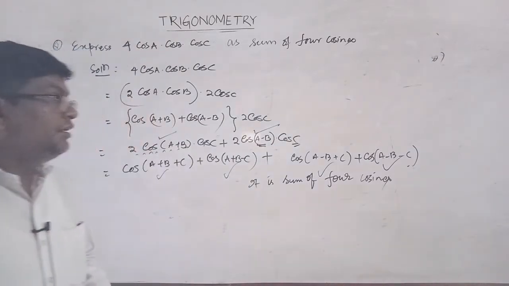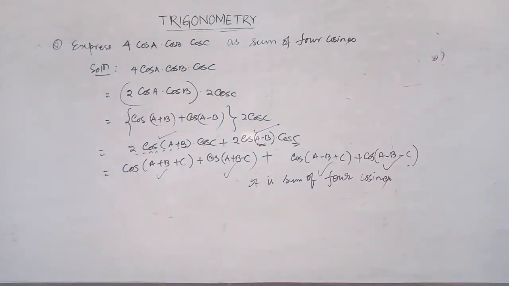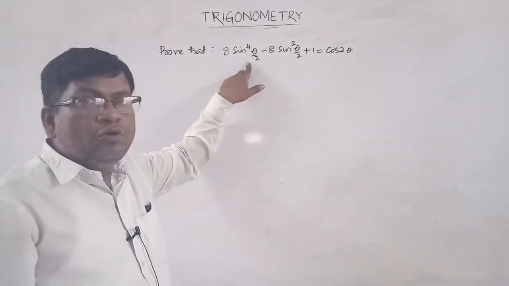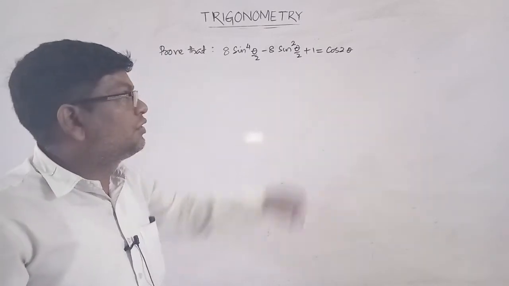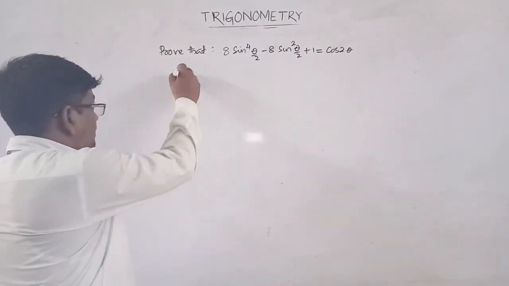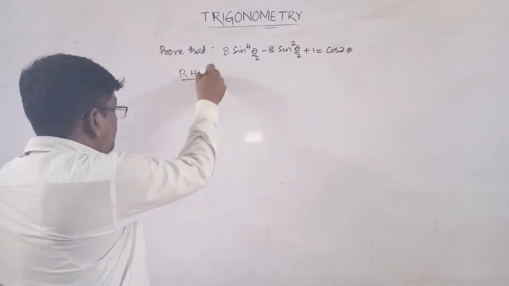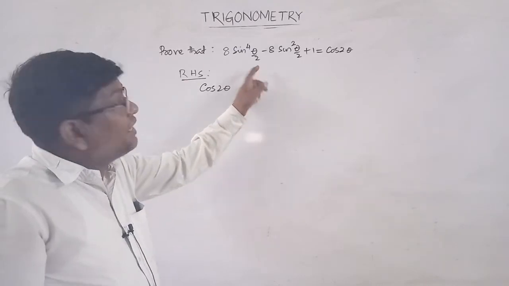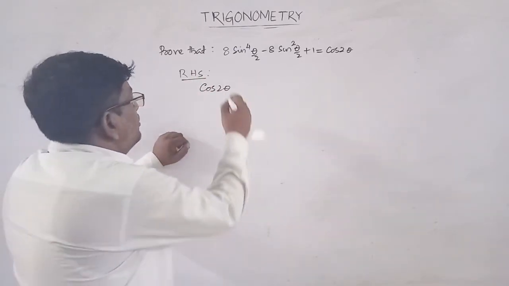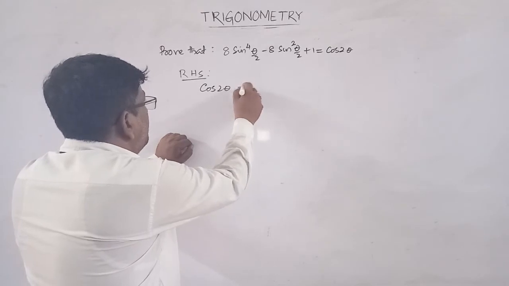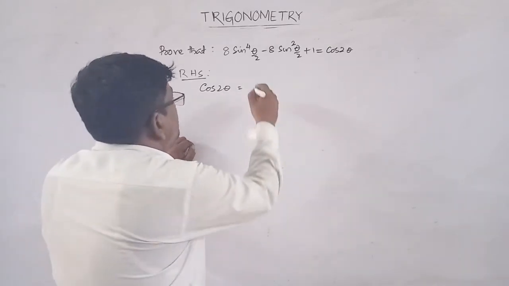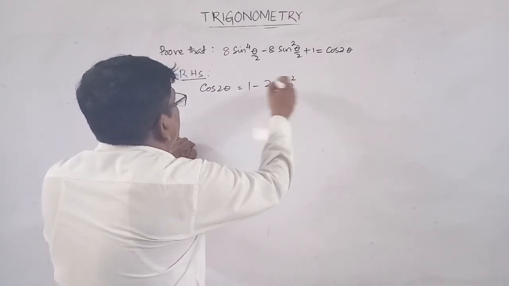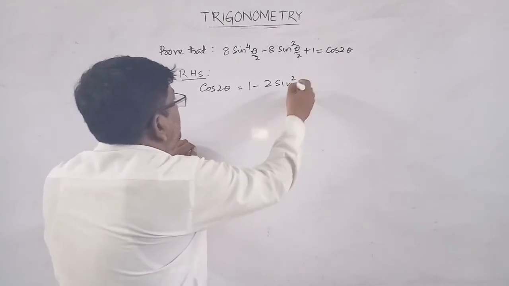Now another question. Prove that 8 sin to the power 4 theta by 2 minus 8 sin square theta by 2 plus 1 is equal to cos 2 theta. Take the right hand side, this is cos 2 theta. But the left hand side is in terms of sin theta, sin form. So cos 2 theta is equal to 1 minus 2 sin square theta.